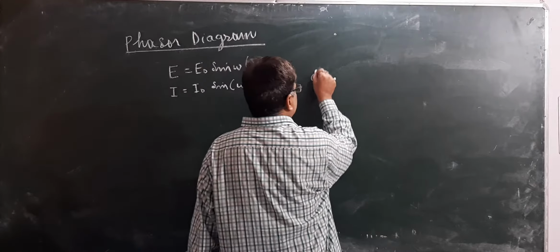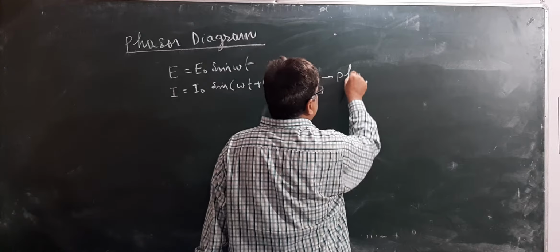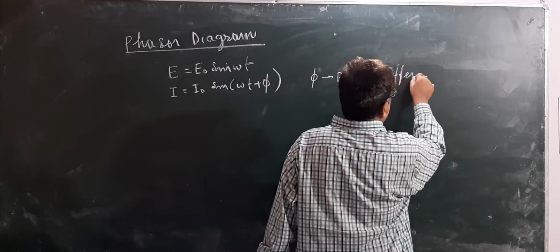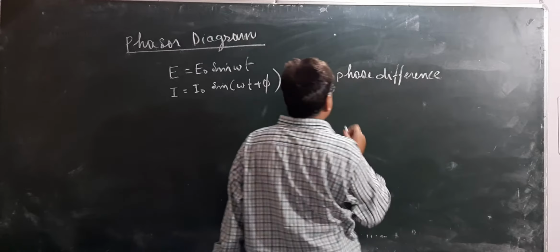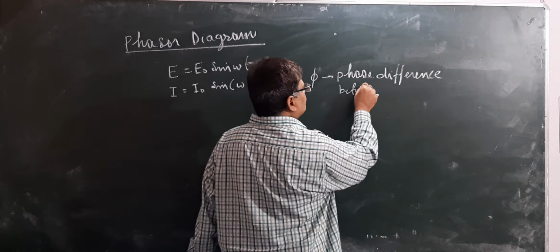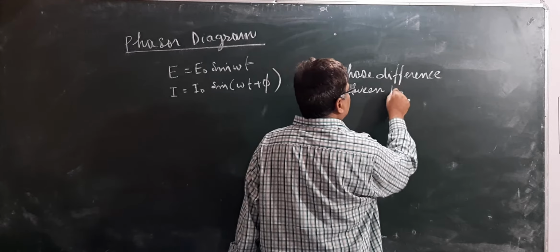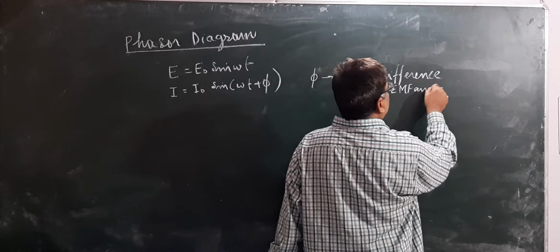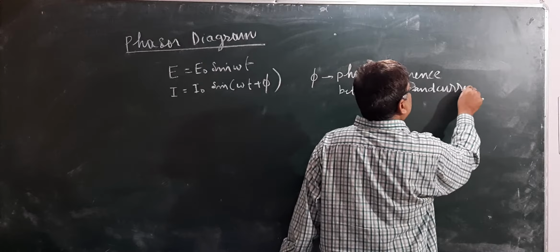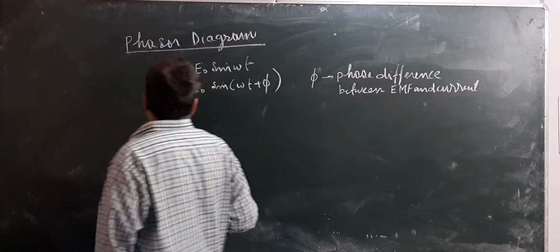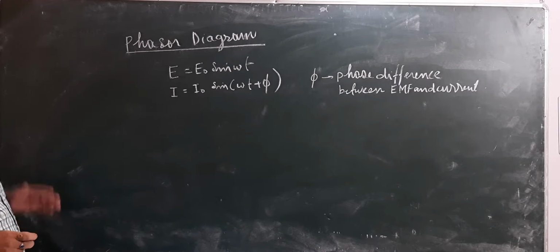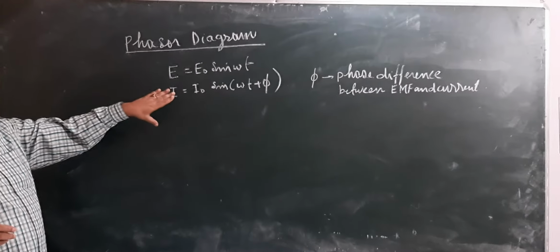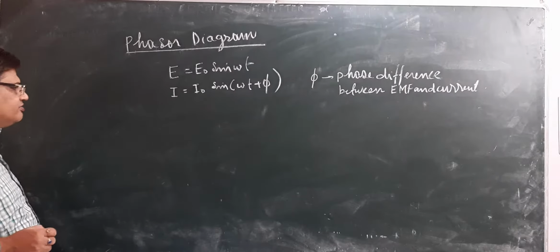So phi is the phase difference between EMF and current. So now we can represent the EMF and the current graphically. Let us see how we can represent them.